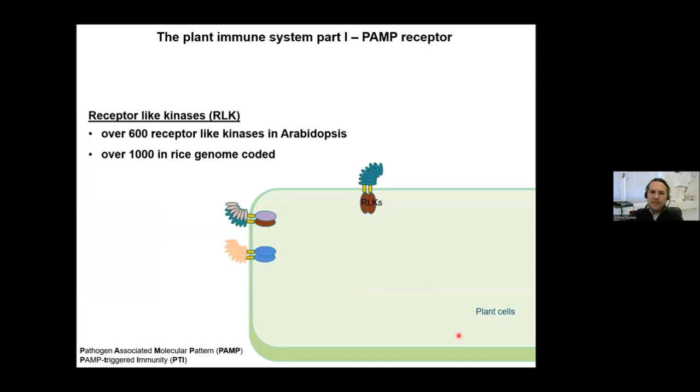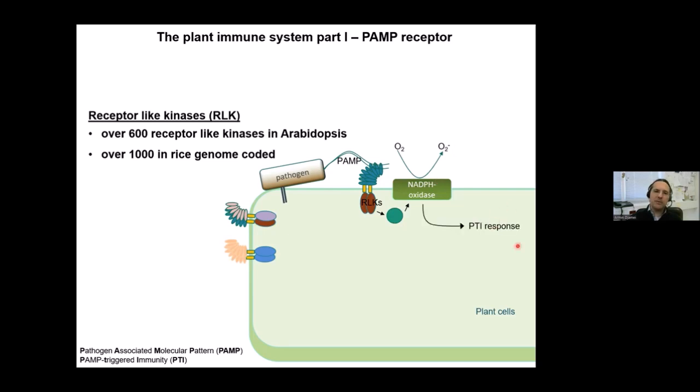So this should now show you a plant cell, and these are the receptors at the plasma membrane, the perception system in plants. And if a pathogen lands on the plant, it will be recognized with the help of these receptor-like kinases. And this then triggers an oxidative burst and a PAMP-triggered immunity response.